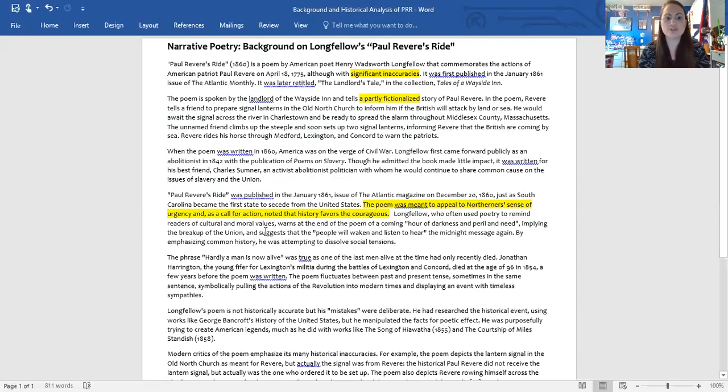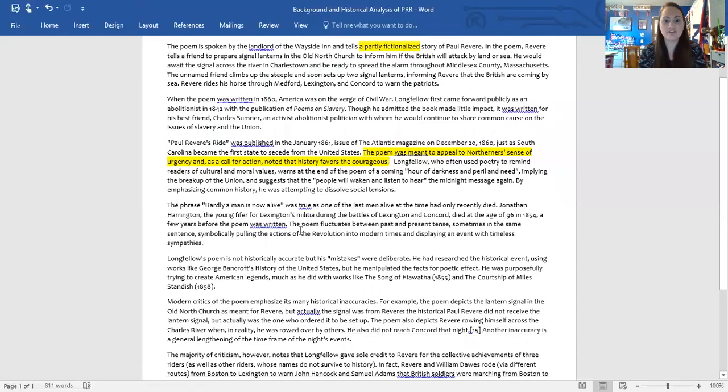Longfellow, who often used poetry to remind readers of cultural and moral values, warns at the end of the poem of a coming, quote, hour of darkness and peril and need, implying the breakup of the Union, and suggests that the people will awaken and listen to hear the midnight message again. By emphasizing common history, he's attempting to dissolve social tensions. So his purpose here is to remind the North what they did and how they were courageous during the Revolution, to bring them back to the same courageousness and action in now the Civil War. The phrase "hardly a man is now alive" was true, as one of the last men alive at the time had only recently died.